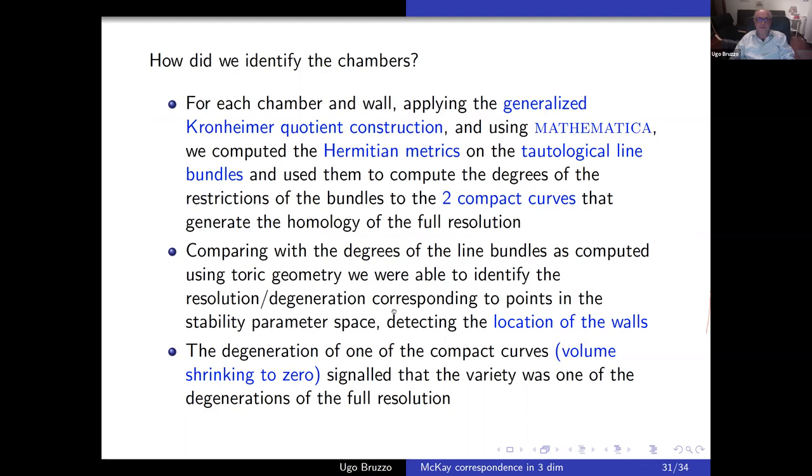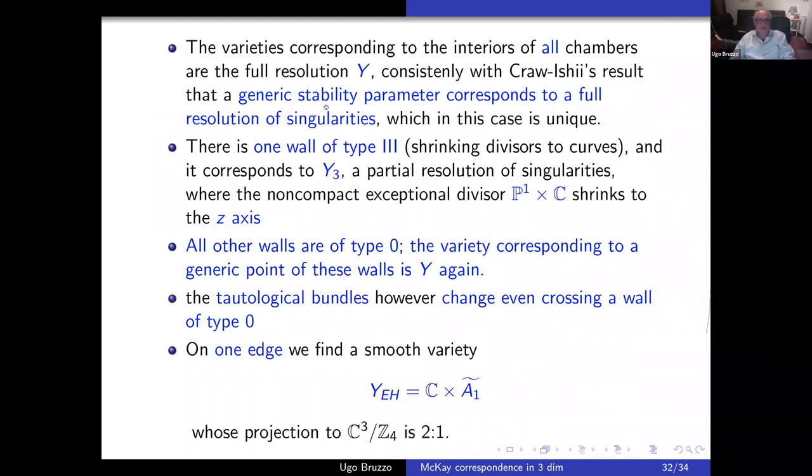And we found the following results, just to give you an idea of what's going on. Actually, in our case, which is C3 mod Z4, we know there's just one resolution of singularities. So that means that, according to Craw-Ishii's theorem, in all chambers you find the same resolution of singularities. So any generic stability parameter corresponds to the unique full resolution of singularities.